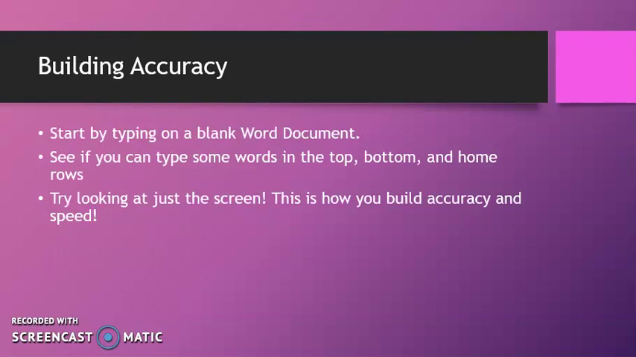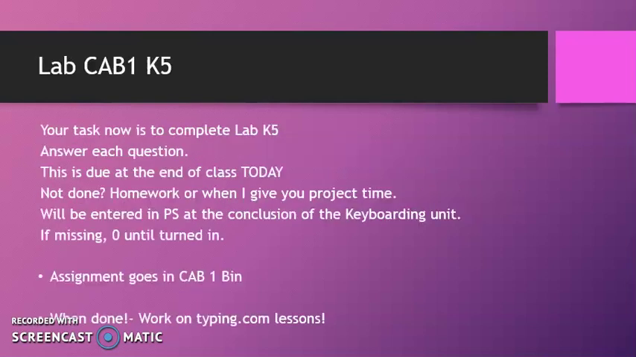So when you're building accuracy, make sure you start open with a blank Word document or blank Notepad document, and see if you can type some words on the top, bottom, and home rows, as well as add some numbers in there as well. Remember to try looking at just the screen. This is how you build accuracy and speed. You have to be confident when you're typing and allow yourself to make those mistakes. That way you can actually grow.